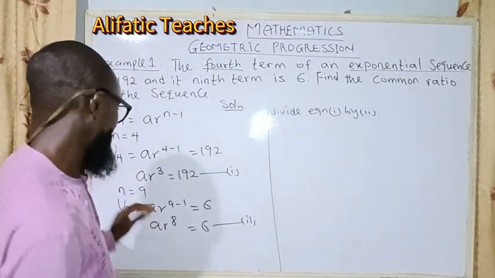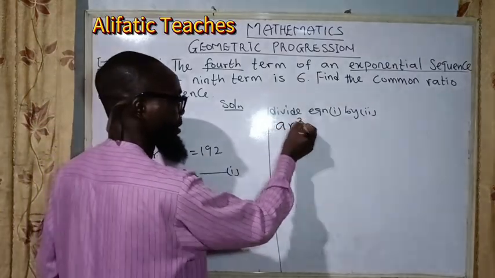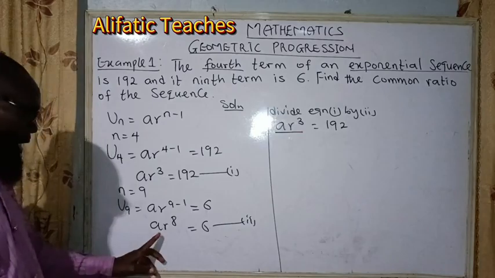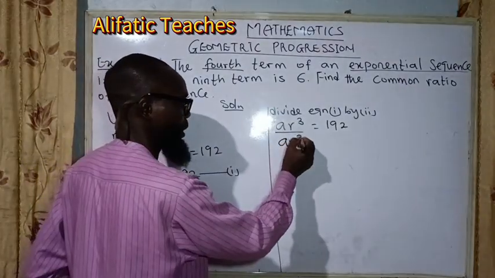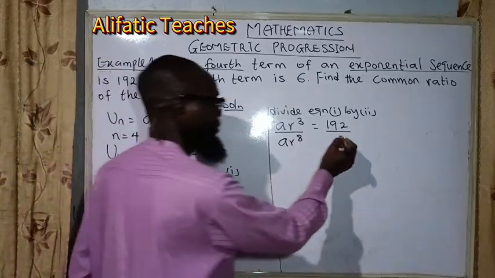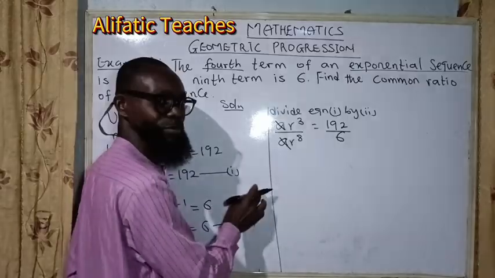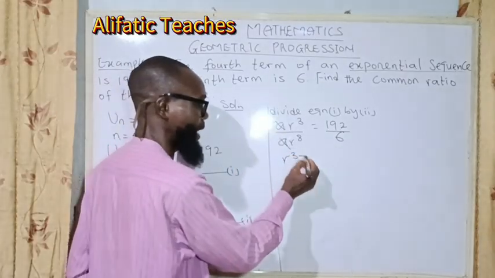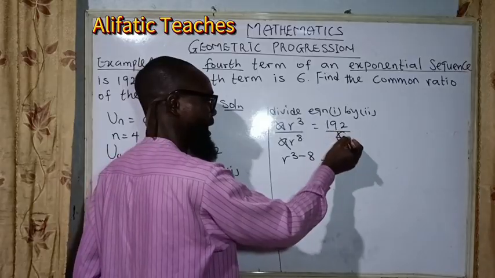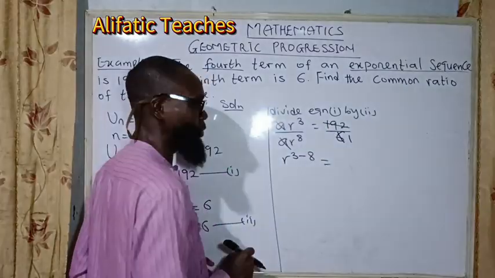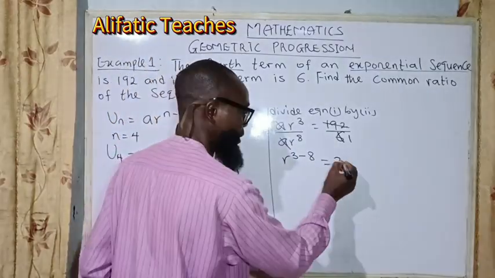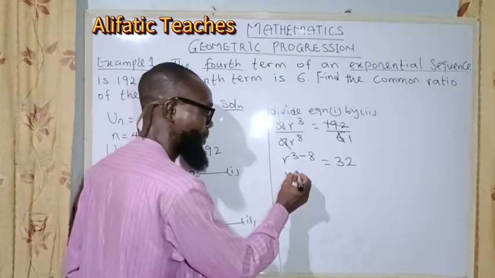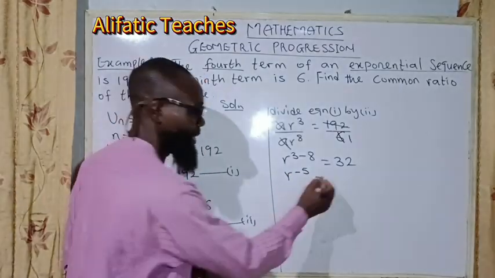So my equation 1 is ar raised to power 3 equal to 192. Then this one is divided by my equation 2, ar raised to power 8 divided by 6. A cancels A. Pick one of these, r raised to power 3. This division changes to what? Minus 8 equals 6 here, 1. Then 6 goes in 192, we're going to have 32. Now r raised to power 3 minus 8, we have minus 5, equals 32.